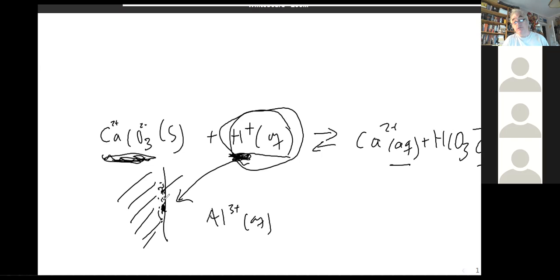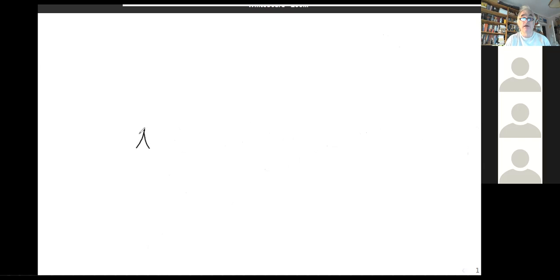And either form a precipitate. There is aluminum metal, for example. It's a very reactive metal. It's not like sodium, but nearly. Chemically, it's like magnesium or something like that. It immediately reacts with water.